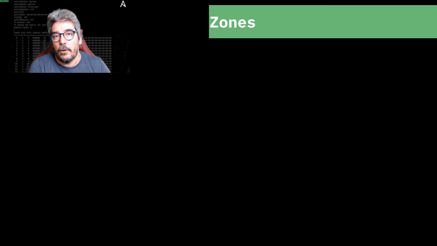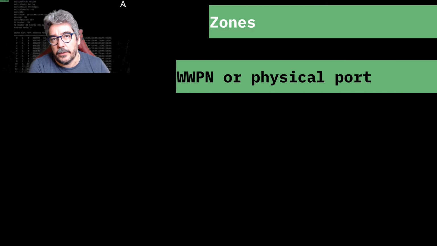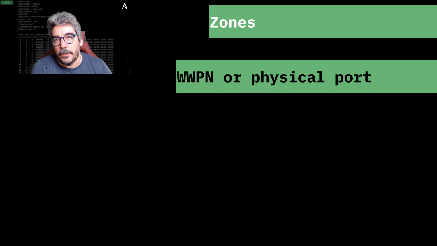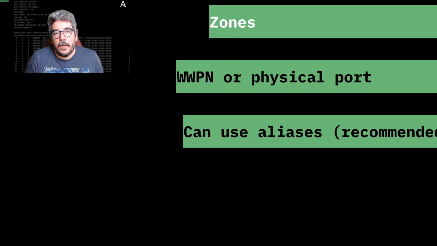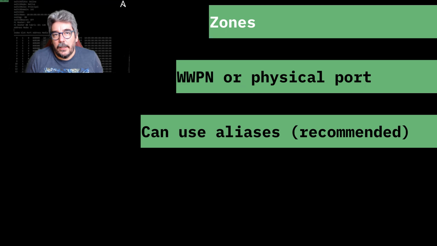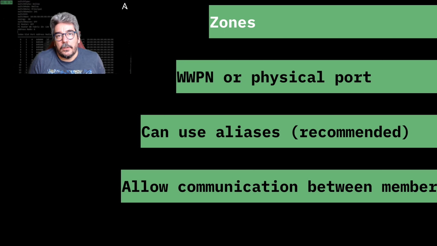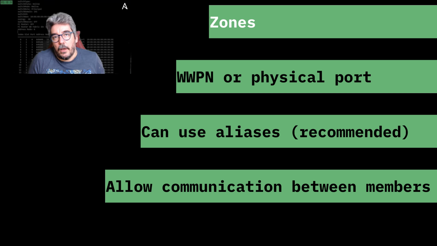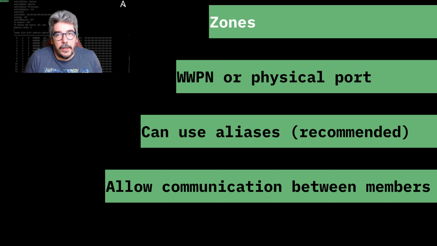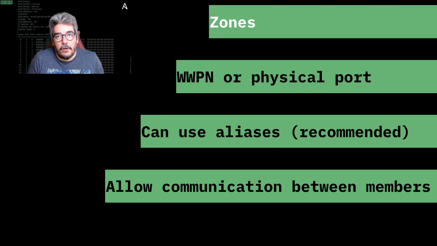The next object type, and obviously the most important, are zones. A zone can contain one or more worldwide port names or physical ports. As I said earlier, zoning is recommended with worldwide port names and not with physical ports. You will generally use aliases instead of entering worldwide port names directly, but it is optional. When you use zoning, communication is only allowed between members of the same zone. An object, a worldwide port name, or a physical port can of course belong to multiple zones. If two objects are not in a common active zone, they are not able to communicate.